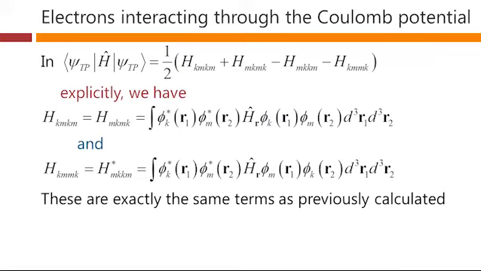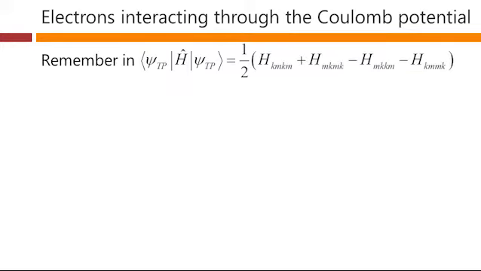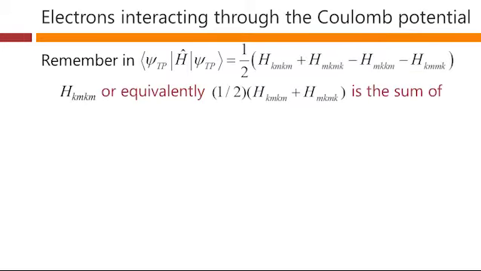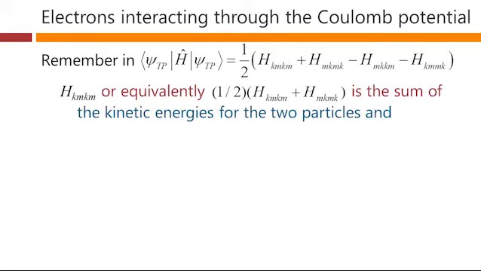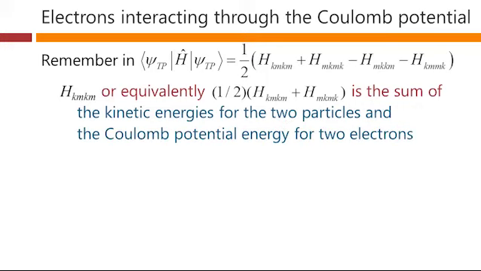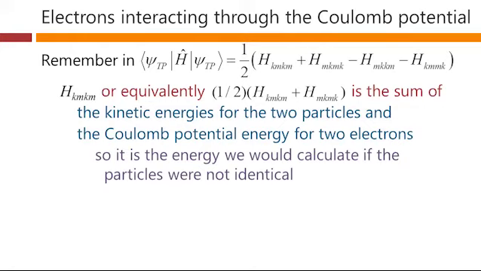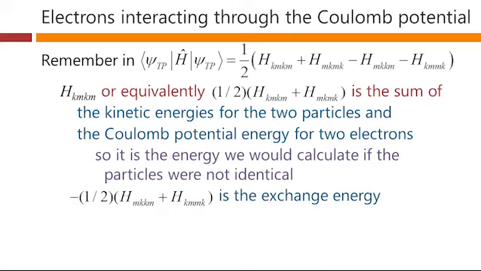Now, these are exactly the same terms as we previously calculated, using the R formalism to look at exchange. Remember, in this expression here, this particular one of these terms is the same as the sum of these 2 with the half in front of it. That's the sum of the kinetic energy for the 2 particles and the Coulomb potential energy for 2 electrons. So it is the energy we would calculate if the particles were not identical. These other 2 terms in here are the exchange energy.